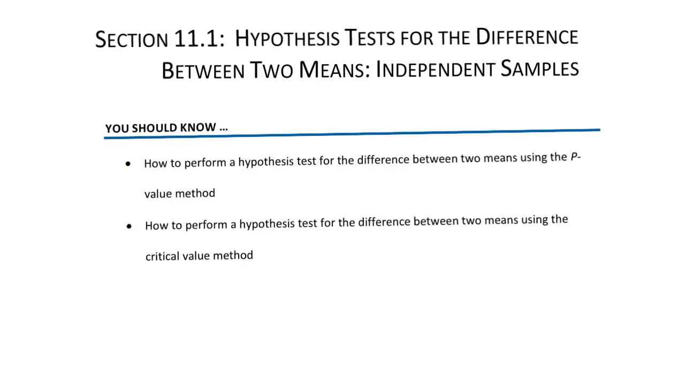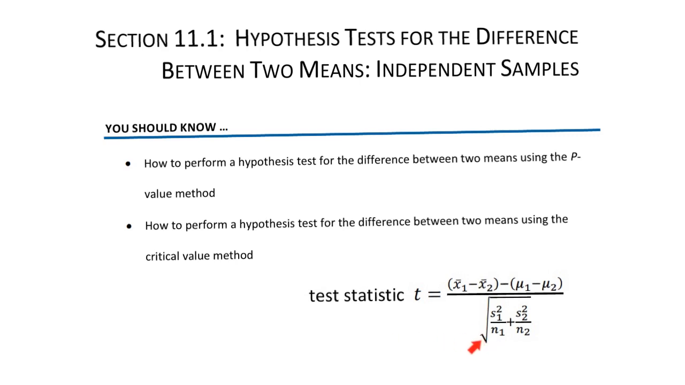In this section, you learned the hypothesis test for the difference between two means using the p-value method and using the critical value method. And this is the formula you use to find the test statistic t.